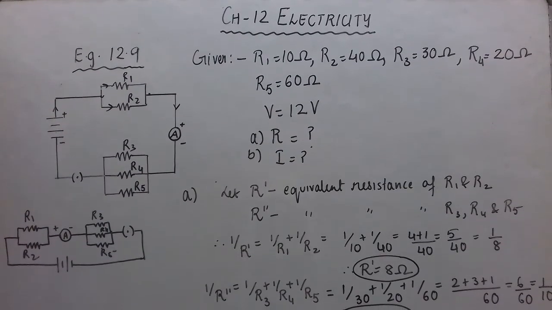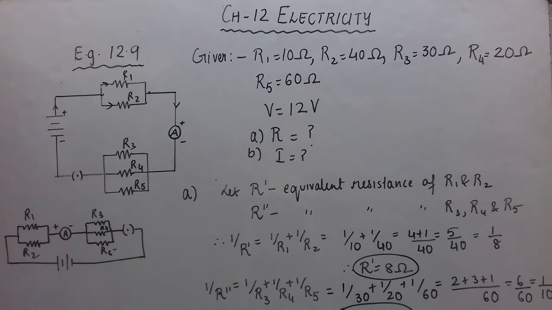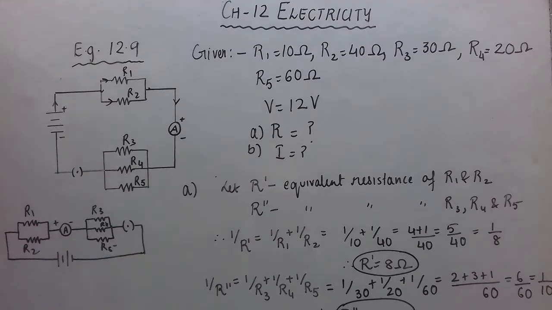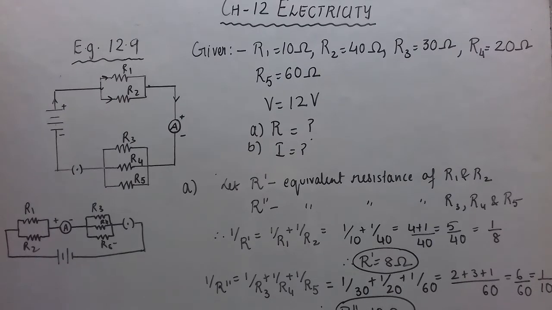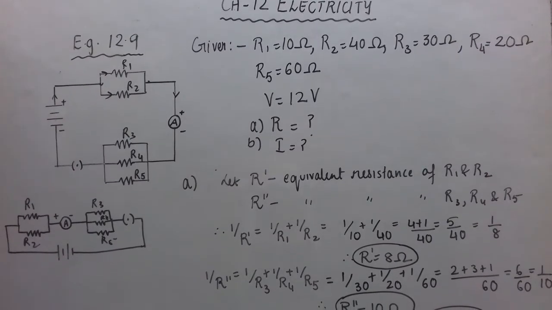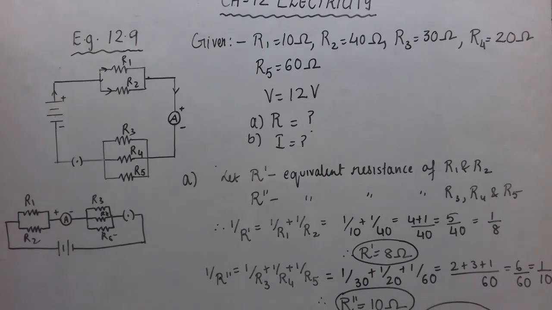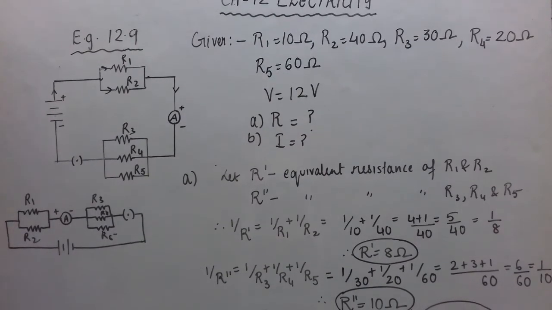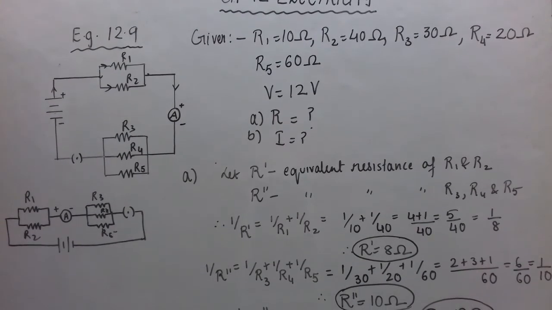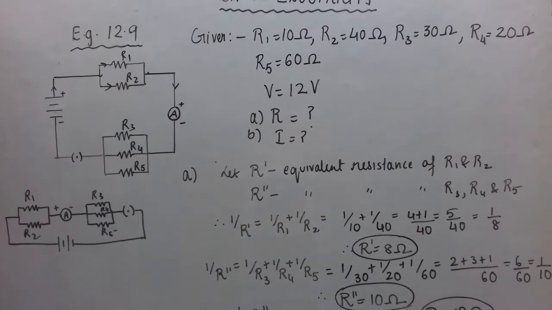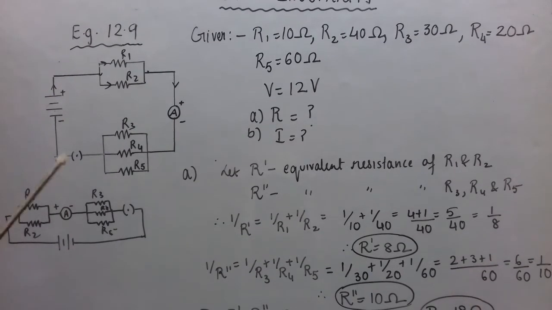Now example 12.9. If in the figure R1 is equal to 10 ohm, R2 is 40 ohm, R3 30 ohm, R4 20 ohms and R5 60 ohms, and a 12 volt battery is connected to the arrangement. Calculate A, the total resistance in the circuit, and B, the total current flowing in the circuit. So this is the figure drawn.